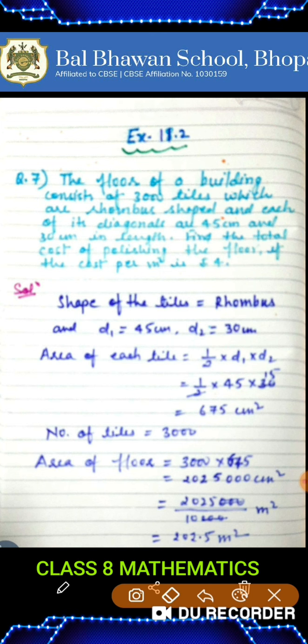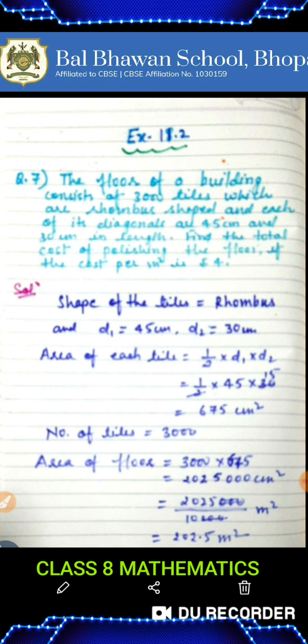The question says that the floor of a building consists of 3000 tiles which are in rhombus shape, and each of its diagonals are 45 centimeters and 30 centimeters in length. Find the total cost of polishing the floor if the cost per meter square is rupees 4.